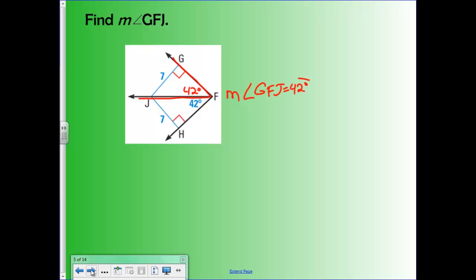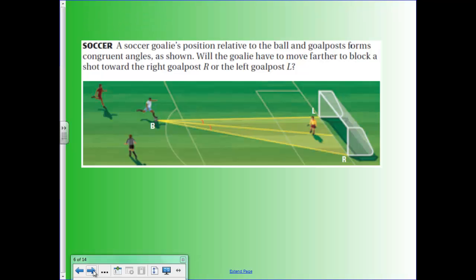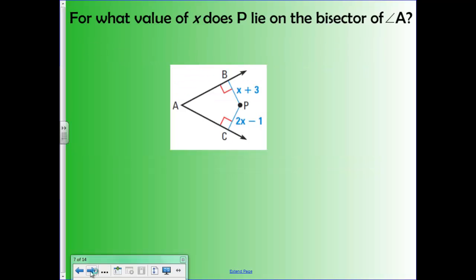equals 42 degrees. A soccer goalie's position relative to the ball and goalposts form two congruent angles as shown. So this angle is the same as that angle. Will the goalie have to move farther to block a shot toward the right goalpost or the left goalpost? Both. Why both? If both of those angles are in the middle, he's standing right in the middle, right? You want to be in the middle so that the distance to the left and the distance to the right are the exact same.